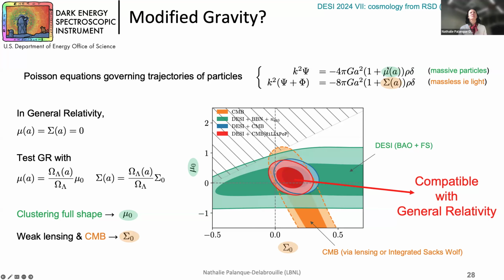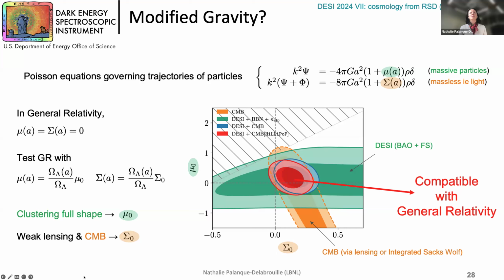And we also introduce these two parameters here, mu and sigma, which relate to the dark energy density and are parameterized today by the values mu naught and sigma naught, which would be the value of these two parameters today. DESI studies the clustering of galaxies, and so is only sensitive to the equation that relates to massive particles. And so what DESI can constrain is the determination of mu naught.